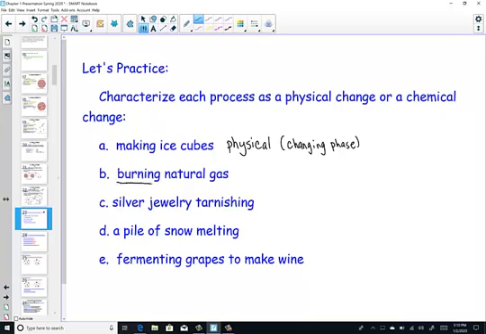Letter B says I'm burning natural gas, and that of course is going to produce new substances, so that is a chemical change. If I burn natural gas, it releases heat energy, light energy, forming carbon dioxide and water through a process known as combustion. Silver jewelry tarnishing.